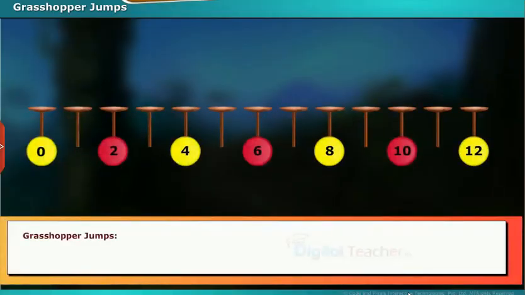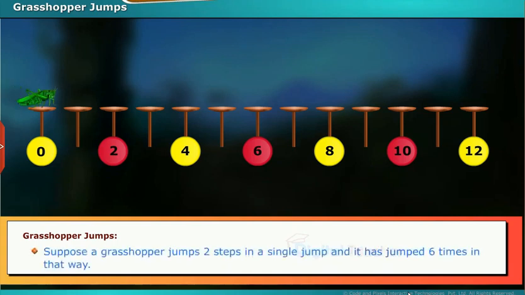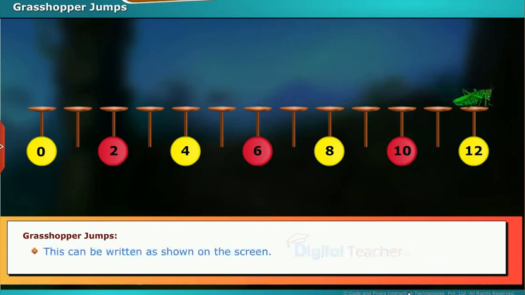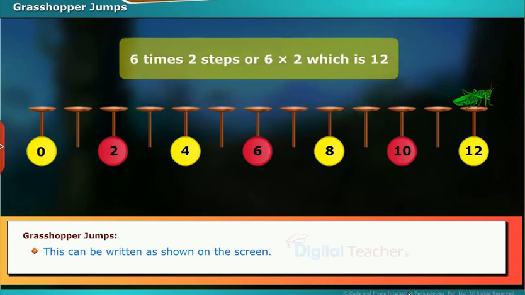Now, we see the multiplication in the form of counting. Multiplication can also be in step counting. Suppose a grasshopper jumps 2 steps in a single jump and it has jumped 6 times in that way. This can be written as shown on the screen.